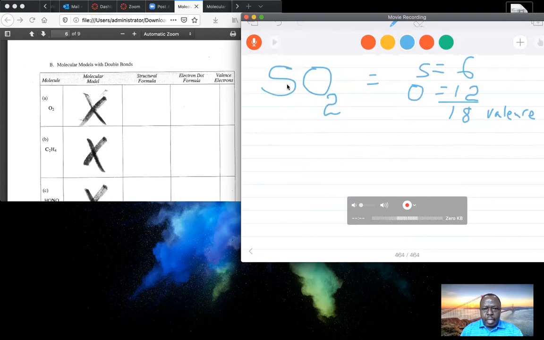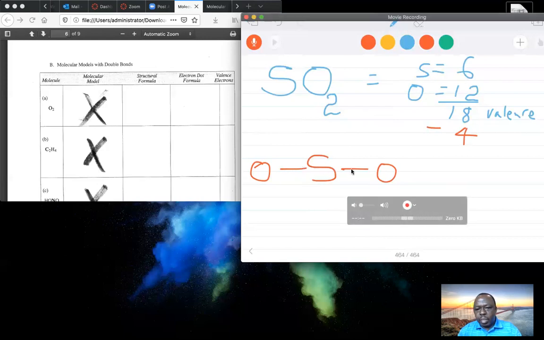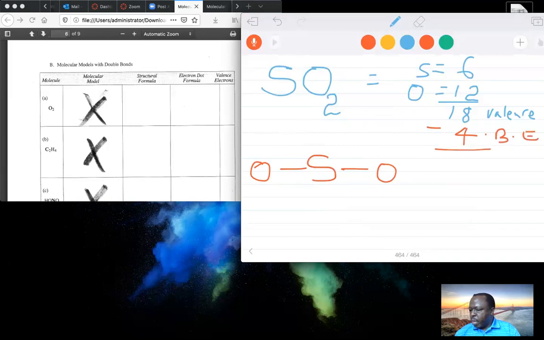The first element here is the central atom, so this will be our skeleton, all right? Once I have that, rule number 2, subtract the bonding electrons. We have 2 electrons here and 2 electrons here. These are bonding electrons. So what remains? 14 remain.